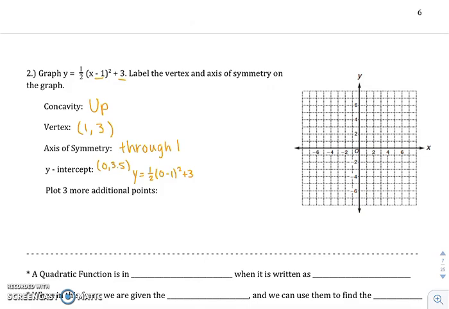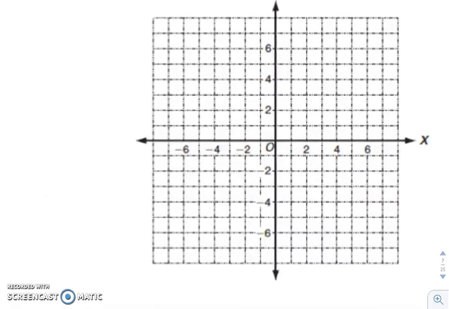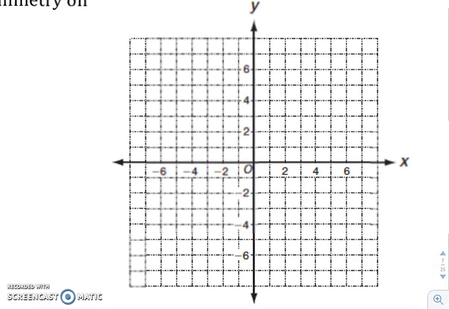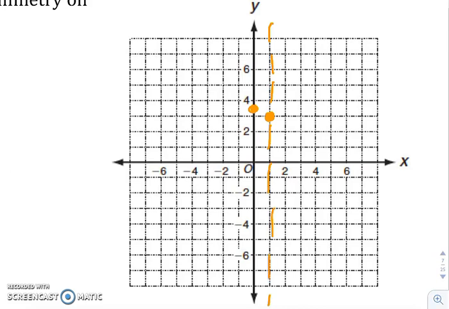And then we just plot some additional points. Let's actually plot our vertex first, 1, 3. We said our y-intercept was 3 1/2. I'm going to draw the axis of symmetry through there so I don't lose track of where the center of my graph is. Because the axis of symmetry is the symmetrical line for this parabola, if there's a point at 0, 3 1/2 to the left of your axis of symmetry, you have to know that on the right there's also a point at the same y value.